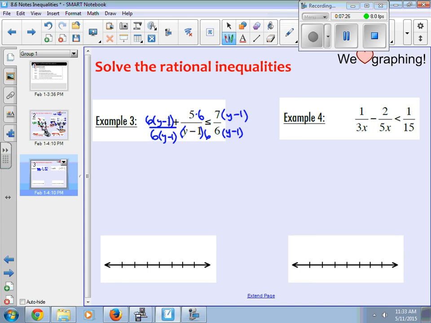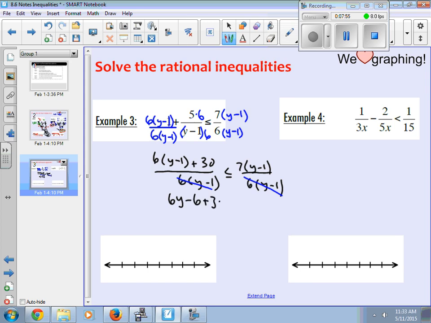And so what we end up with here is 6 times y minus 1 plus, I'll multiply these together, 5 times 6 is going to be 30, less than or equal to 7. Now if we multiply both sides, our denominator should cancel out. Okay, so we got to solve what's left. If we do some distributing here, on both sides we get this.